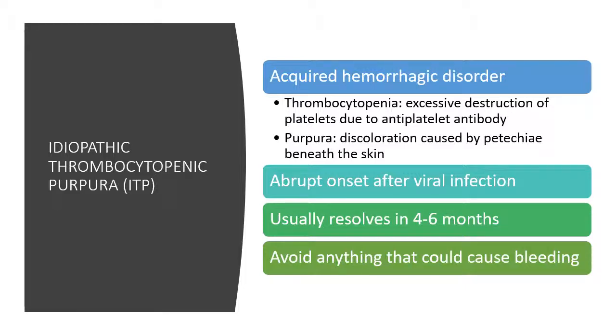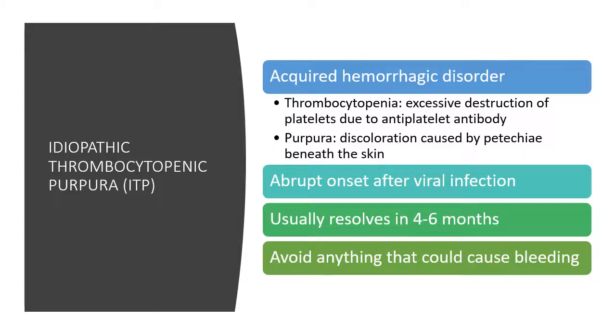So no drugs like aspirin that can interfere with platelet function, no rectal temps or IM injections, anything that could cause tears in mucous membranes or intramuscular hemorrhages. Assess for bleeding: the gums, the stool, any puncture sites. Limit activity during the acute phase. Steroids and IV gamma globulin can help decrease the autoimmune response. Splenectomy sometimes is necessary for this.